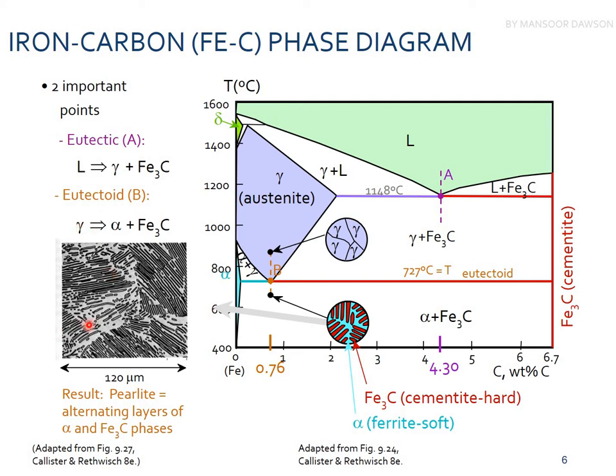Okay, so this is called the eutectoid point. The eutectoid temperature is 727 degrees centigrade, and the eutectoid composition is 0.76% carbon. In some books they take the eutectoid composition as 0.8% too.